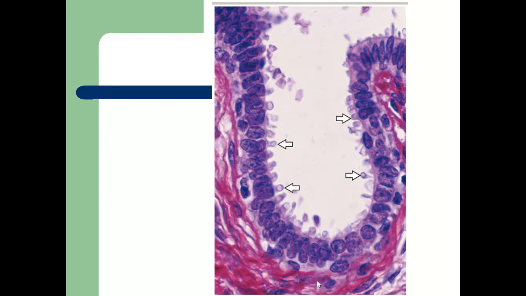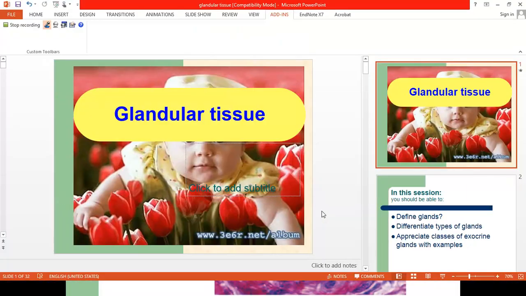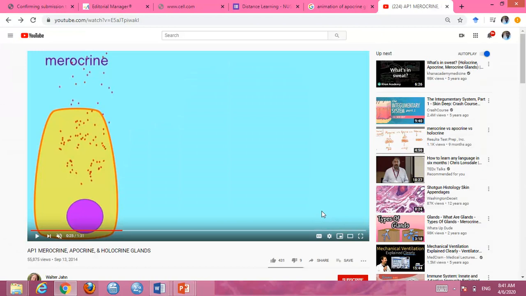gland. If you look at this is a gland, but if you look at this, the apical part of the cell here is lost with the secretion. Whenever it secretes, you can see this is pinched out, this is secreted, so we can say this type of gland is apocrine gland. Okay, to understand this more, look at this video from YouTube.